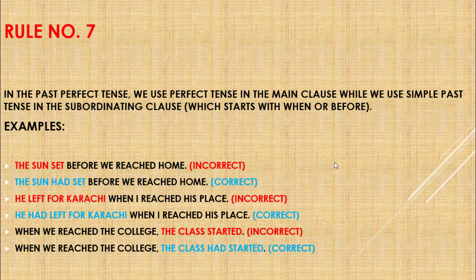Here we have used the perfect tense in the main clause and we used past indefinite tense in the subordinate clause, "before we reached home." In the second example, you can see "He left for Karachi when I reached this place" is incorrect. We should use "He had left for Karachi when I reached this place." This is a correct example.